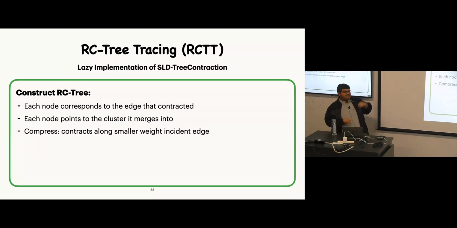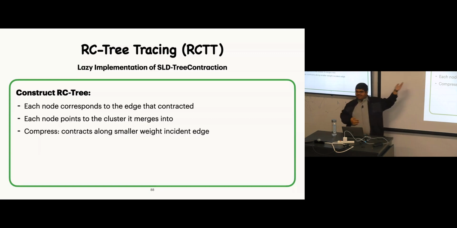So we construct something called a rake compressed tree, or RC tree. This structure would be slightly different from the commonly well-known RC tree structures. But the idea here is each node of your RC tree corresponds to the edge corresponding to the contraction, the compress or the rake. And that particular edge points to the cluster it merges into, right? So you get this sort of tree structure now.